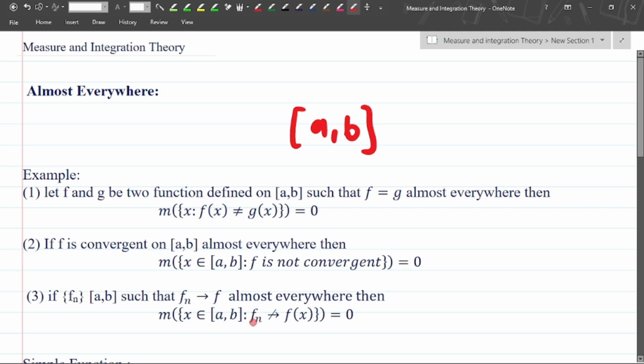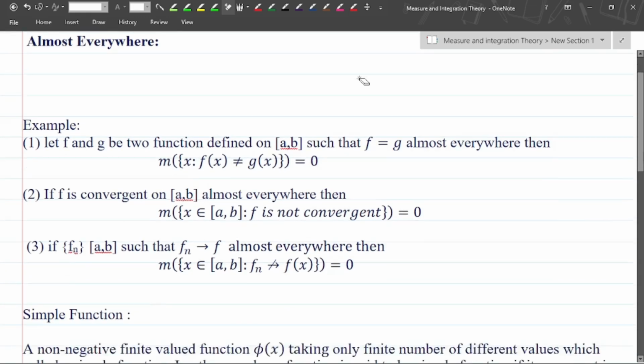So basically, if a property holds almost everywhere, the condition is satisfied by the function for all x excluding those x which do not satisfy the condition, and the measure of the collection of that set is zero. This is the concept of almost everywhere. Okay, next we'll start.